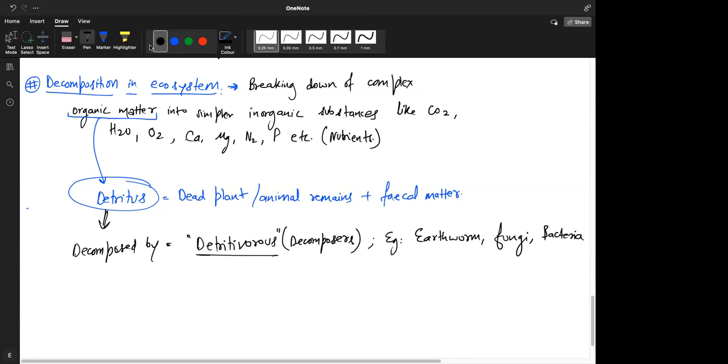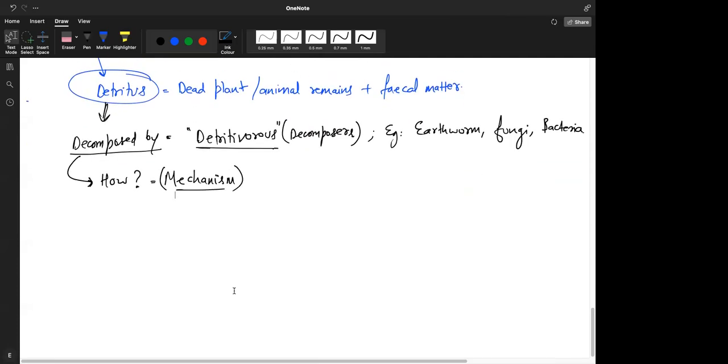Now, how does this decomposition happen? So this is decomposed by detritivores, how? Next question is the process or the mechanism. Now, there are multiple ways by which it happens, and these methods are not in sequence. They can also happen together. One can be happening, the other cannot be happening. All of them are happening at the same time, etc.